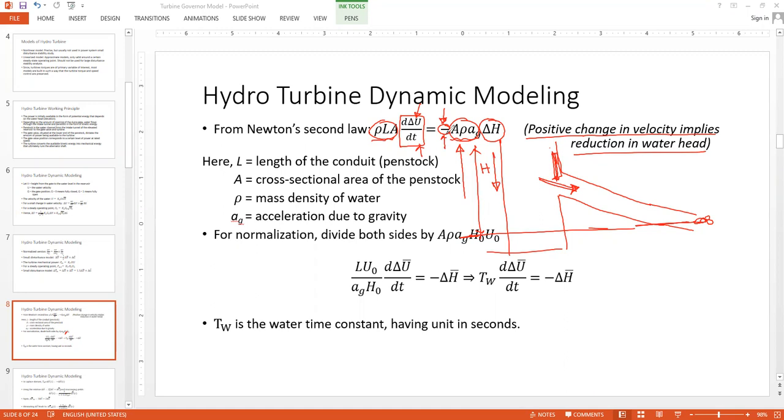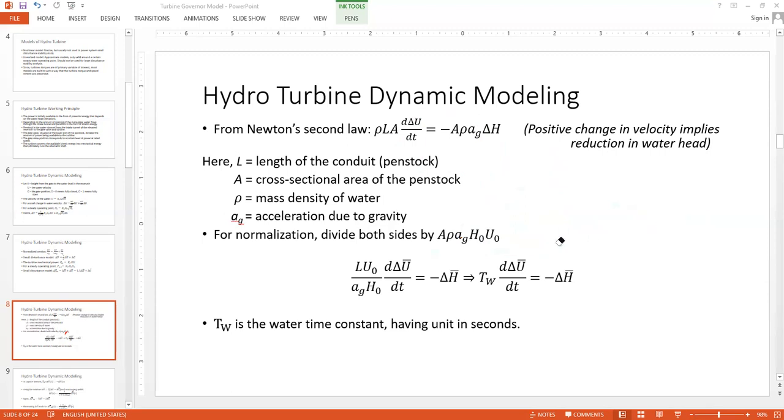So in short, if you expect a positive change in velocity, it is only possible when you are allowing some reduction in the water head H, otherwise not. So they have a negative relation between themselves. Okay, is it clear? Yes, sir.